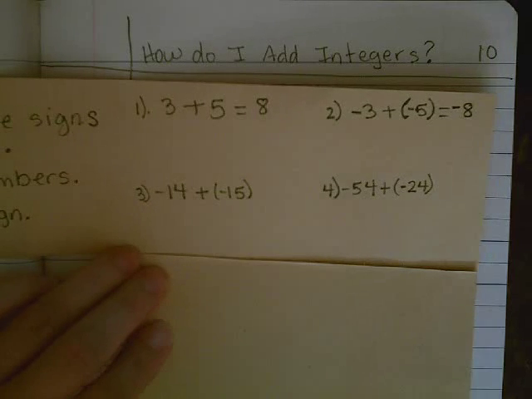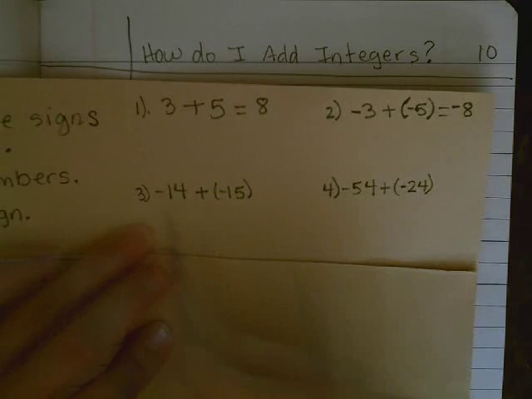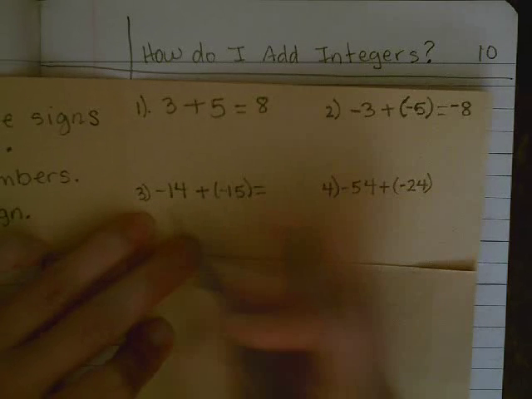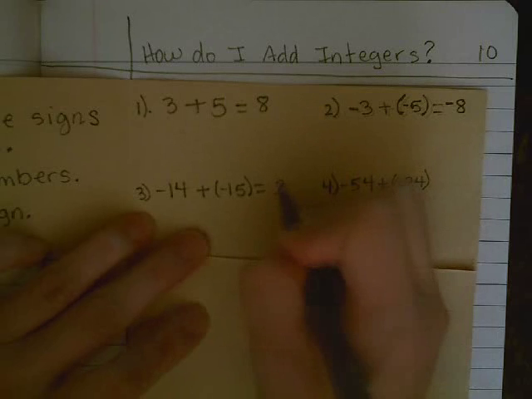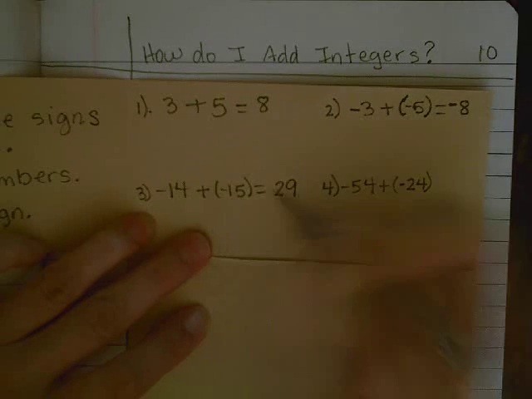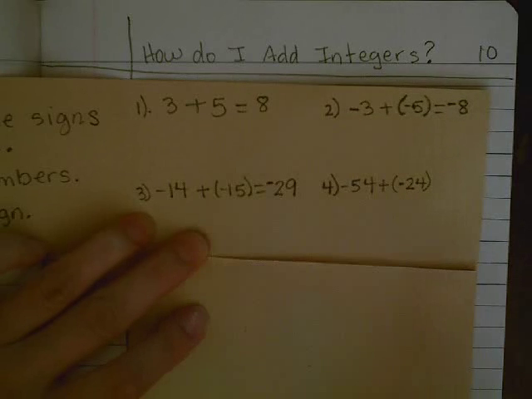Alright, so that should be enough time. Let's take a look at what you guys came up with. Applying the rules, my signs are the same, so we're going to add the two numbers. 14 plus 15, well that's 29. My signs are the same, so we're just going to keep the sign. So you should have gotten negative 29.